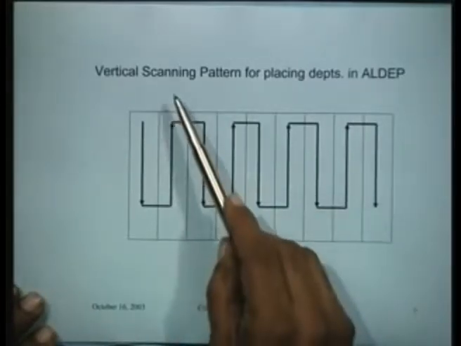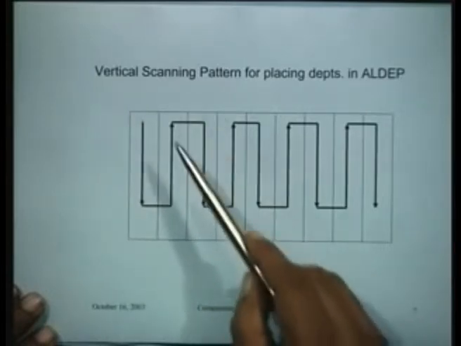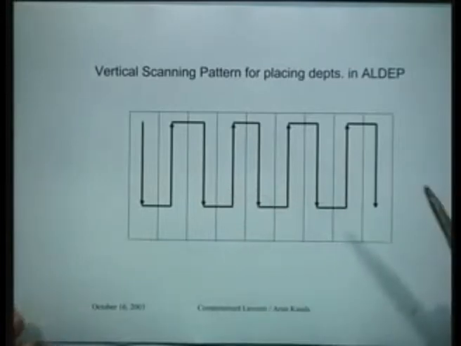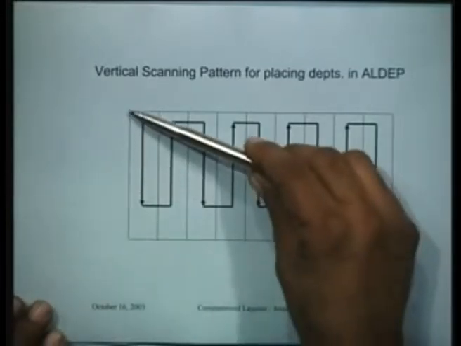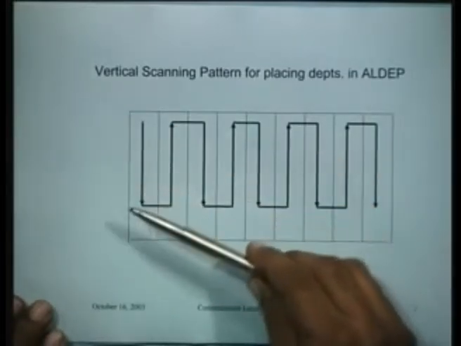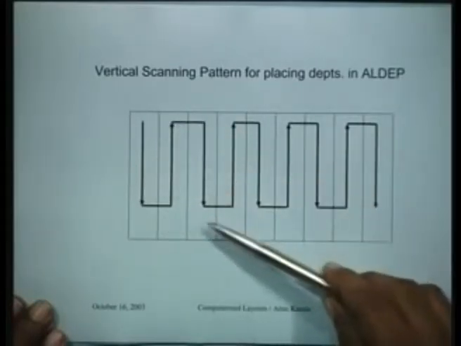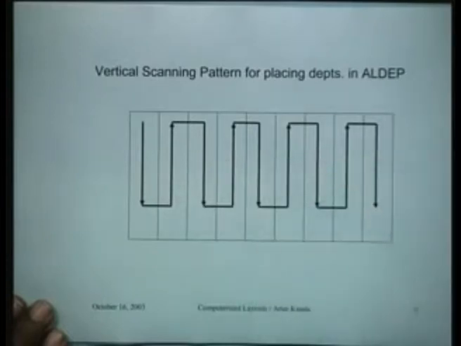This pattern is known as the vertical scanning pattern, because we are vertically scanning the area and taking a strip of the required size and putting it there, and then the next department comes from here and we put it there, and then the third department, and then the fourth department, and so on. So this is the mechanism that is adopted in LDEP for placing the departments on the shop floor.